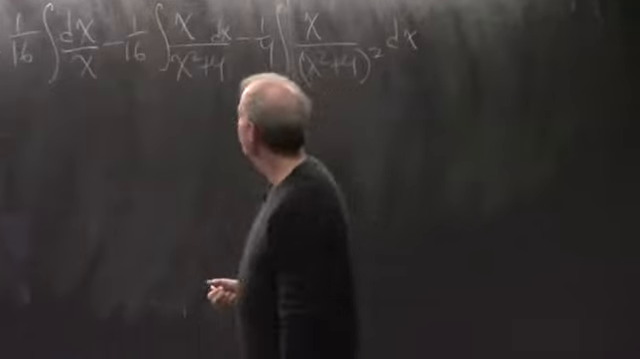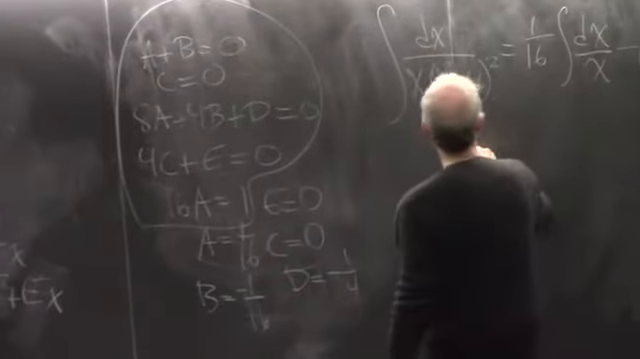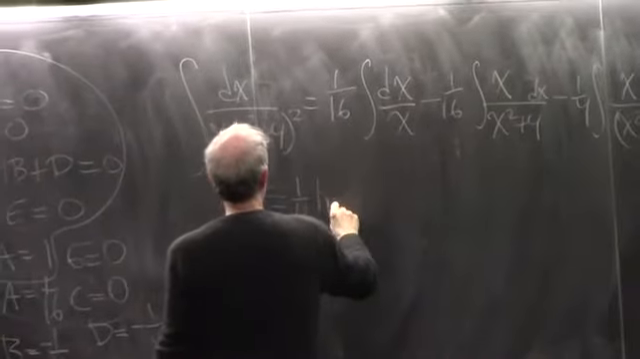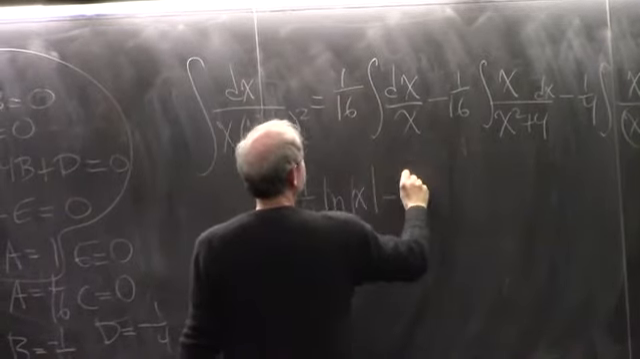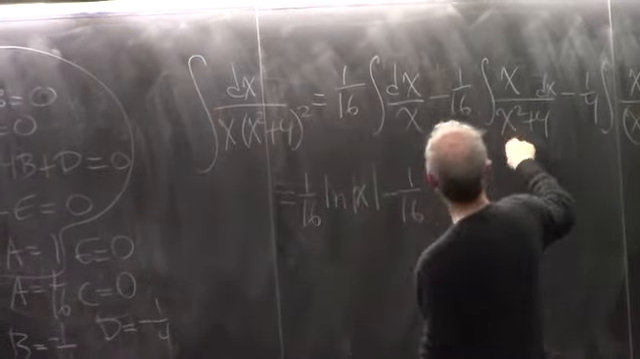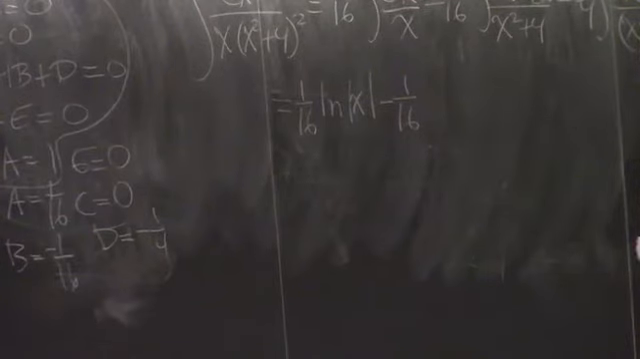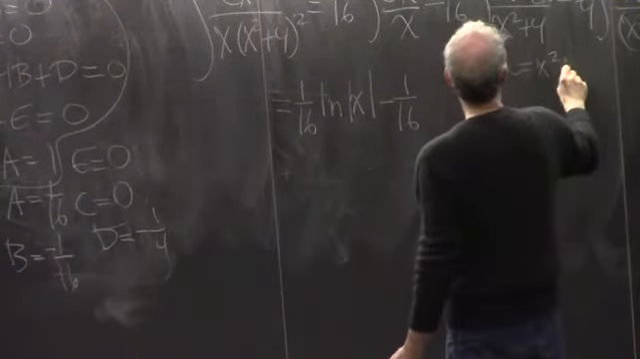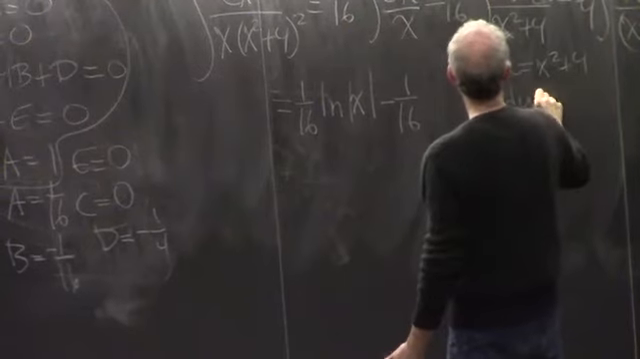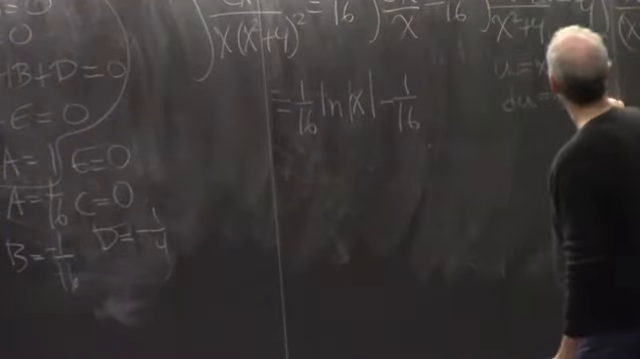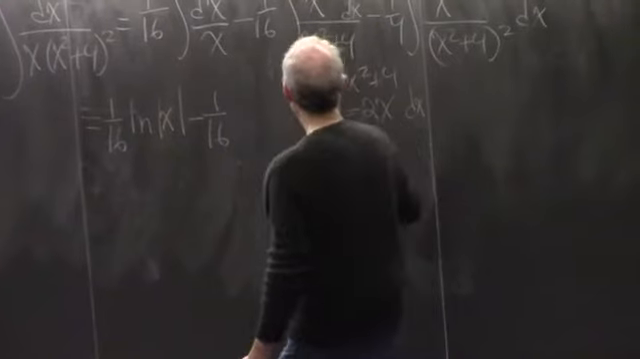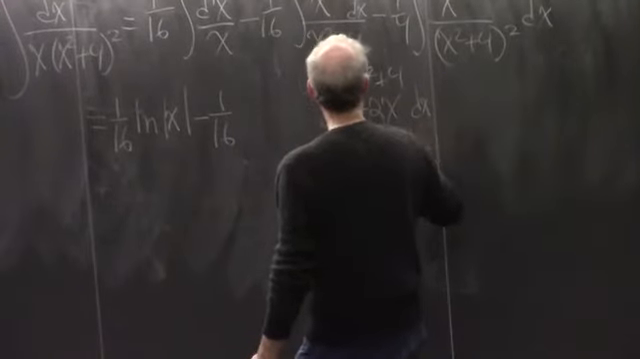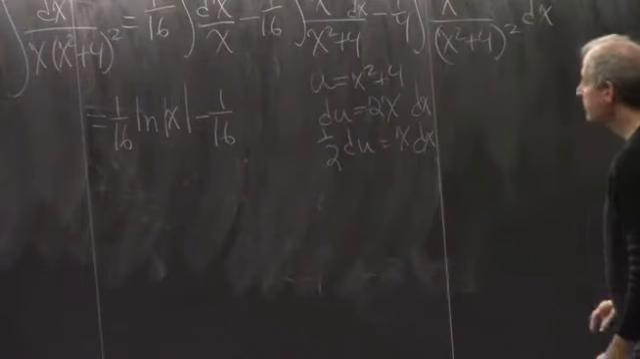Alright, so this is 1/16 natural log of x minus 1/16. Alright, you should practice making sure you can do that middle integral. Alright, that is a basic u substitution integral. Let u equal x squared plus 4, du is 2x dx, so 1/2 du is x dx.